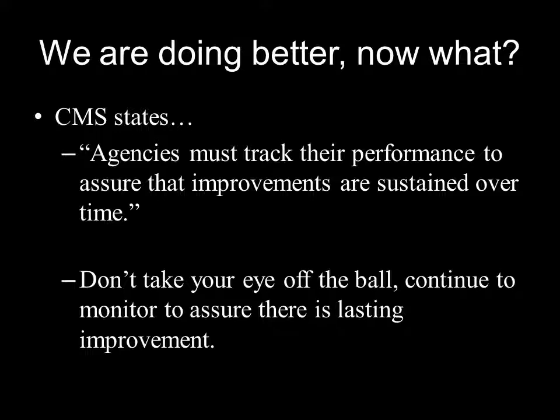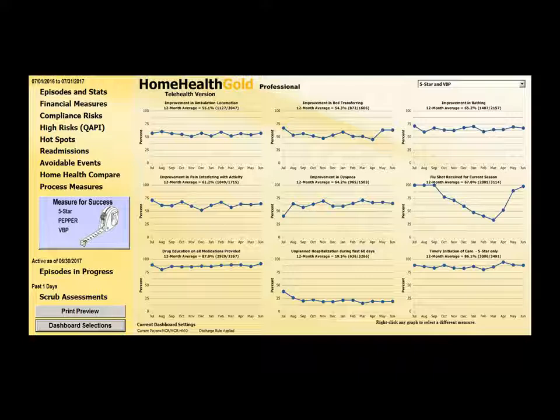CMS states that agencies must track their performance to assure that improvements are sustained over time. So don't take your eye off the ball. Continue to monitor to assure there is lasting improvement. Also, if you are satisfied with your results, it's time to find a new measure or measures that need your attention. Remember, this is not a one-time exercise. Let's take a look at HomeHealthGold software for a couple of examples.